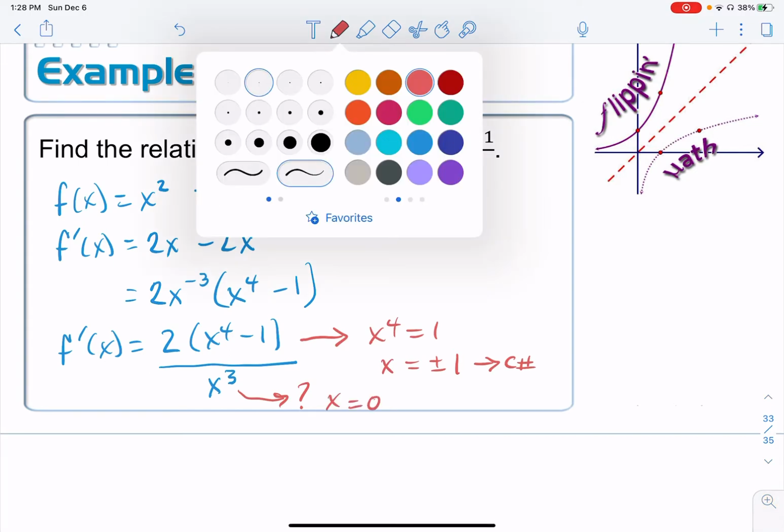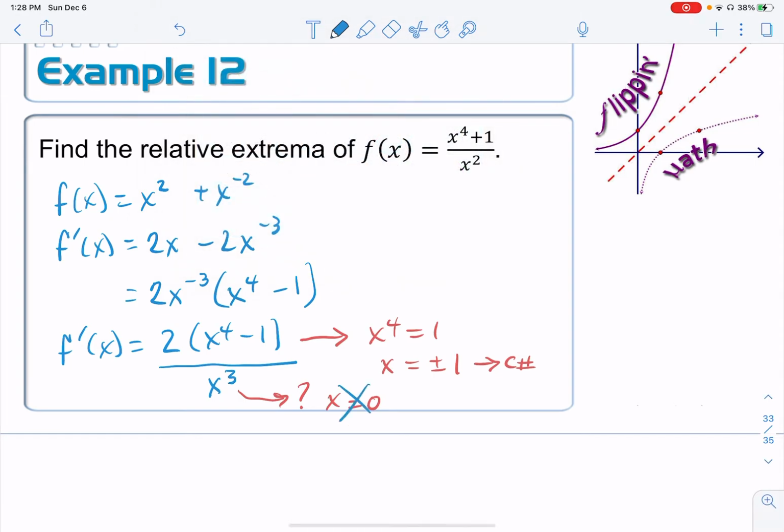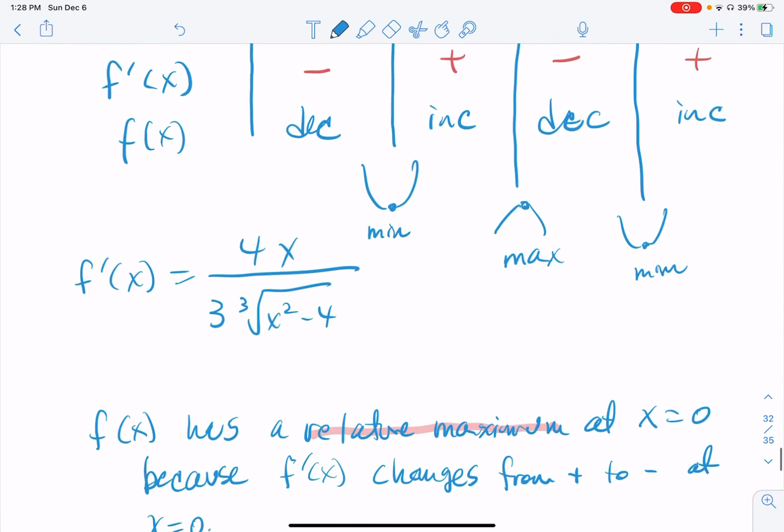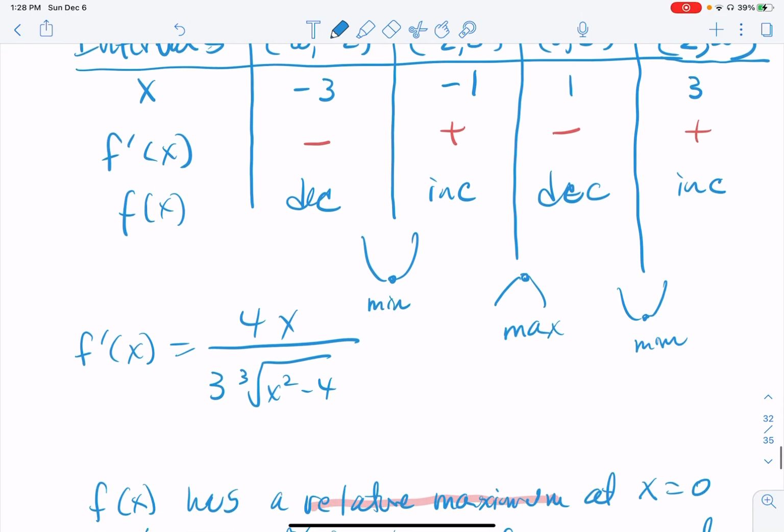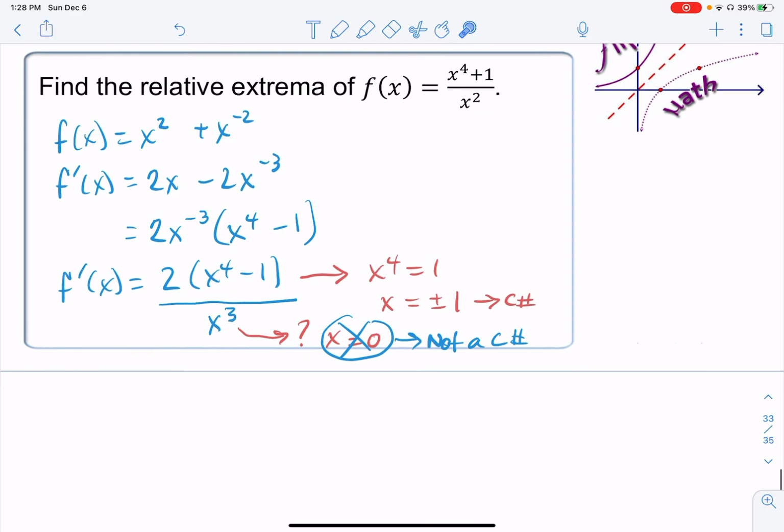No, you don't. I want you to think about that for a second. Why is x equals 0 not a critical number? I mean, back here on this one, where the denominator was equal to 0, we got critical values. Why are we not getting a critical value in this case?